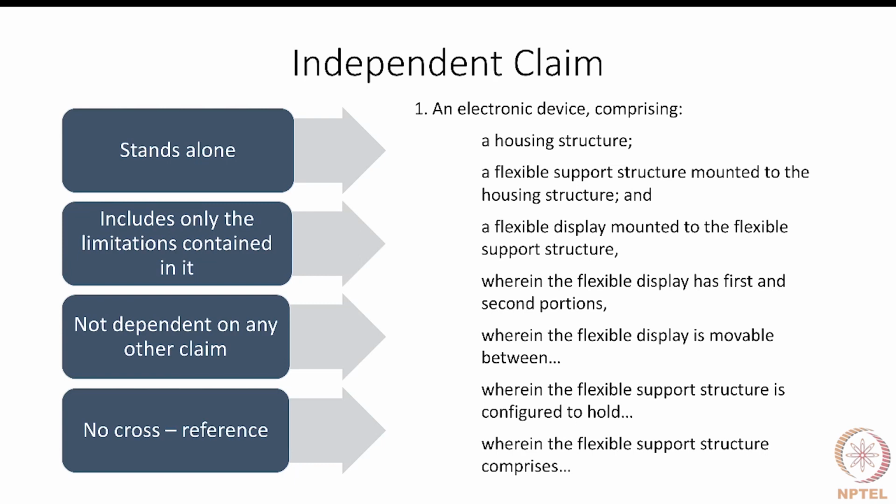It is not dependent on any other claim because you don't find in the preamble any cross reference to any other claim. And for the same reason, we say that there is no cross reference in an independent claim. So one quick way for you to understand whether a claim is a dependent claim or an independent claim is to look for cross references. Is any other claim cited across? So if it is not there by number, you can presume that it's an independent claim.